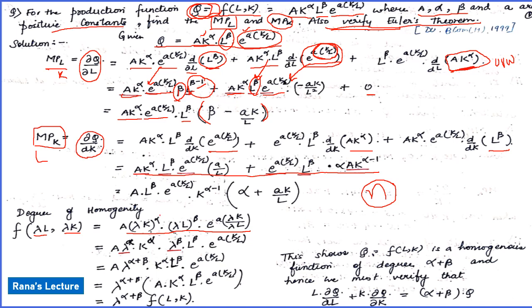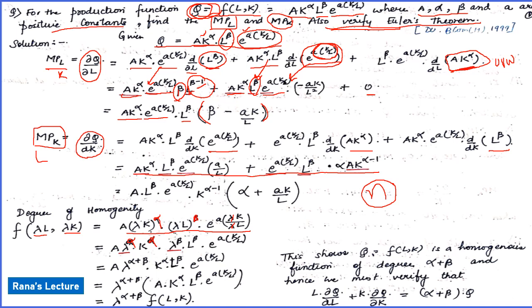It is being raised to the power alpha over here, because it is given in the question. This is raised to the power beta over here, right? It is given in the question. Now what we do, we open the brackets. So what we get, this is A, this is lambda to the power alpha, right? This will be k to the power alpha, right? And this will be lambda to the power beta. This will be L to the power beta. We cancel this out, lambda. We'll be left with e to the power a into k by L.